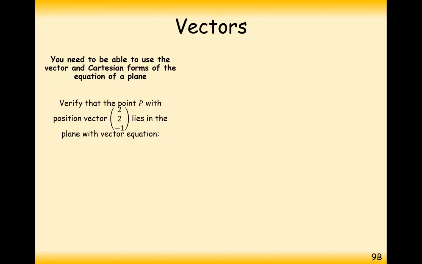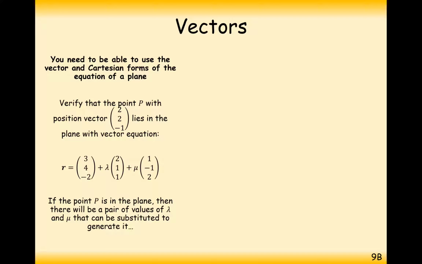So verify that the point P with position vector 2, 2, minus 1 lies on the plane with the vector equation 3, 4, minus 2 plus lambda lots of 2, 1, 1 plus mu lots of 1, minus 1, 2. So how do we prove that a point is on a plane? Well, what we're going to have to do is use this coordinate here, plugging it in at the start, and show that the same values of lambda and mu will work out across all three of our dimensions here.